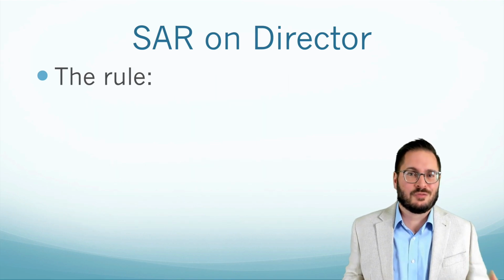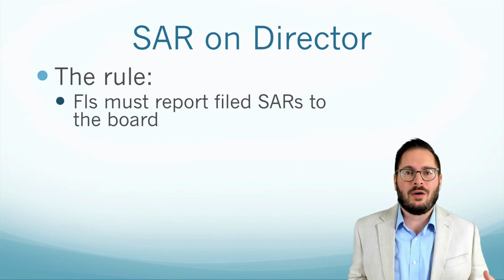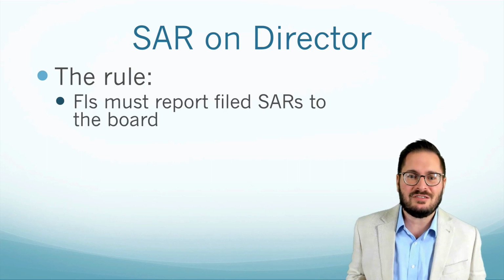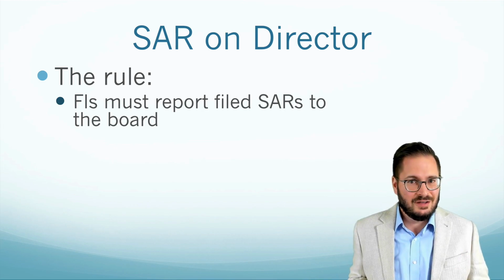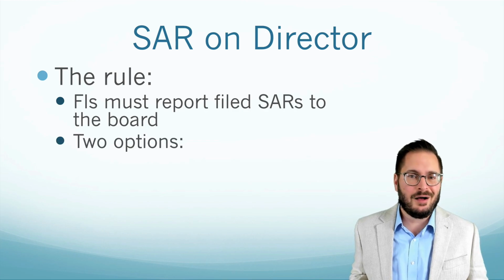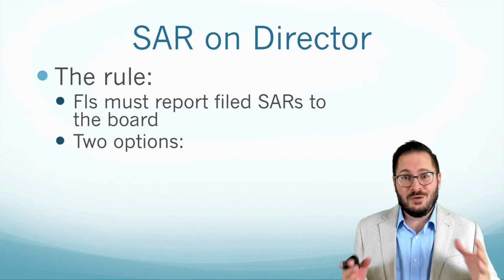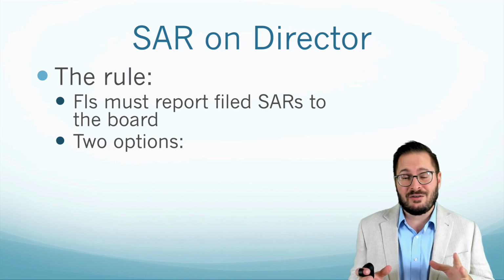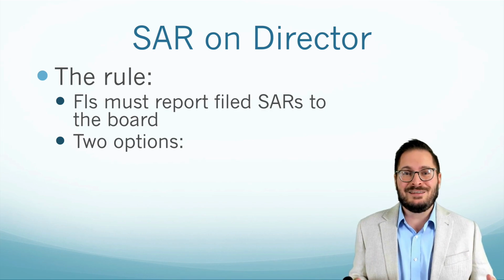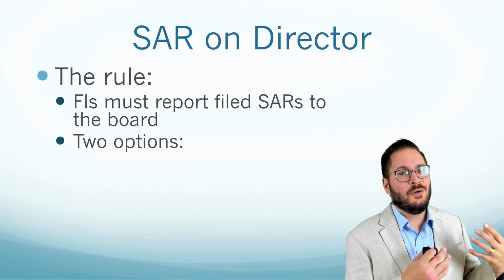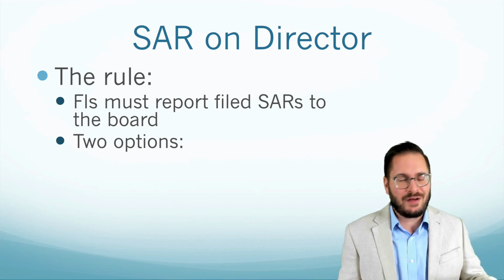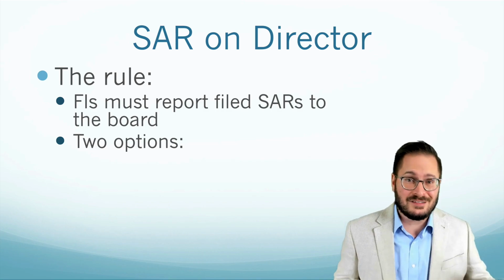Now let's talk about this rule briefly. What the rule requires is this. It says that financial institutions must report SARs that are filed to the board of directors. So of course the challenge becomes, what do you do when you are filing a suspicious activity report on a director and then you have to report the suspicious activity reports to your directors, who the director was filed on, of course, is a director.